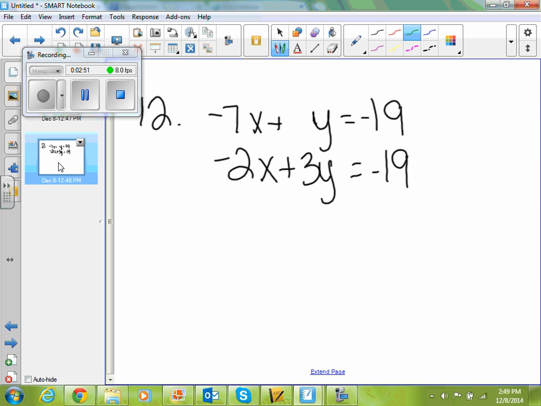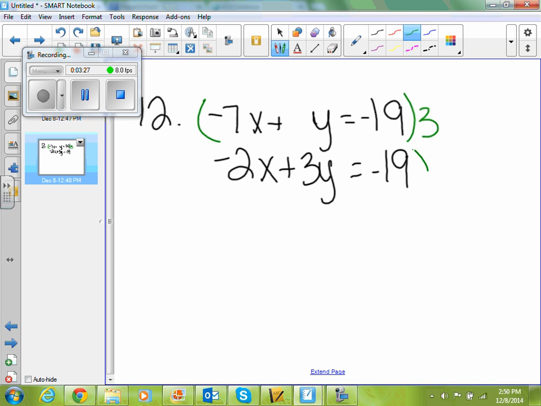Okay, so if we look at 12, 12 says negative 7x plus y equals negative 19, and negative 2x plus 3y equals negative 19. So do you guys want to get rid of the x's or the y's? Y's, okay, I've got 2 votes for y, so we're going to go with y. So if we need to get rid of our y's, then our y's have to be the same. So how do I make this a 3y? Times it by 3, because then that becomes a 3y.